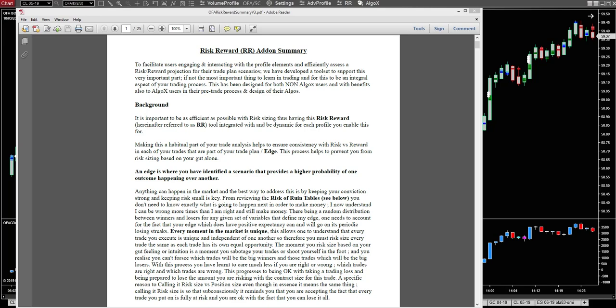We're pleased to announce the introduction of the Risk Reward add-on to our OFA toolset, and this video is an overview of the toolset and the features. The prior video on the settings covered all the main settings for this, so most of these have been covered. This add-on has been designed for both non-AlgoX users and also with benefits to AlgoX users in their pre-trade process and in the design and refinement of their algos.